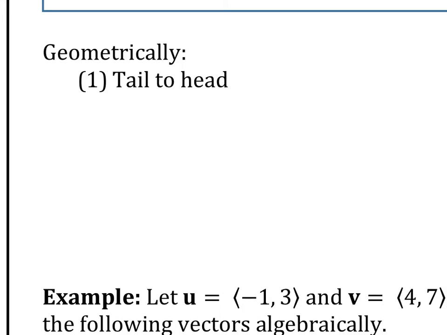All right, there are two ways to add a vector. One is called the tail to head method. So let's say you have two vectors like this, u and v. Okay, the first method is called tail to head. Tail means the tail end of the vector, which is where you start, and the head is the arrow part. So what we're going to do is match the tail to the head.